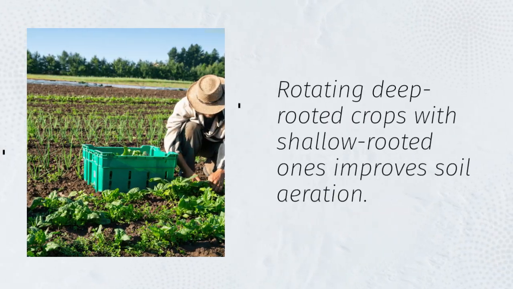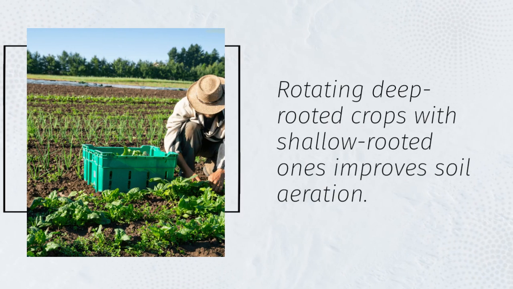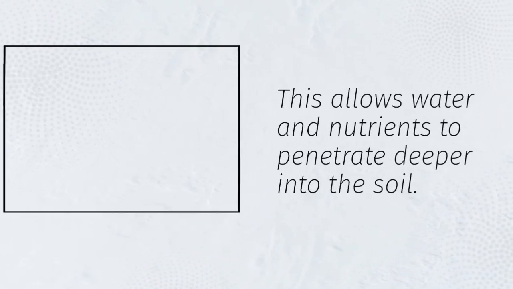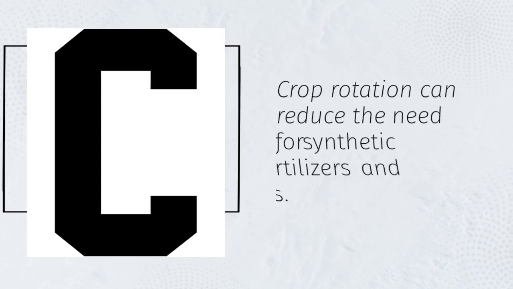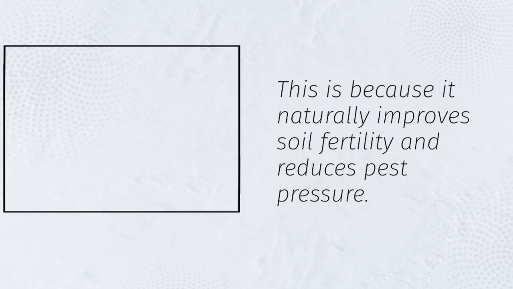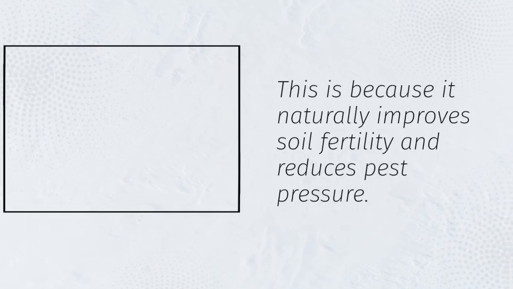Rotating deep-rooted crops with shallow-rooted ones improves soil aeration. This allows water and nutrients to penetrate deeper into the soil. Crop rotation can reduce the need for synthetic fertilizers and pesticides. This is because it naturally improves soil fertility and reduces pest pressure.